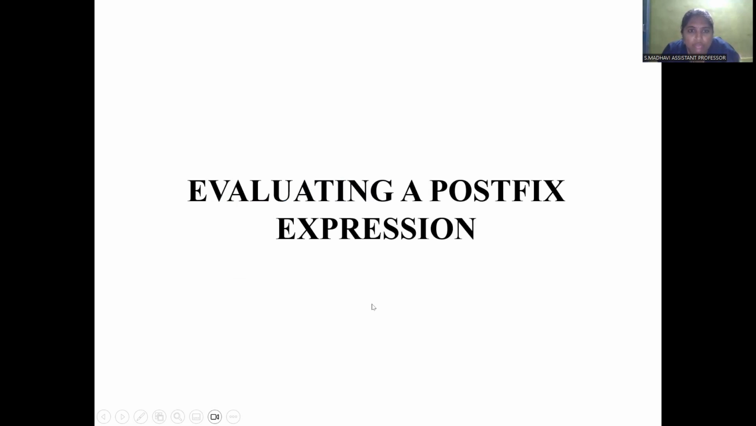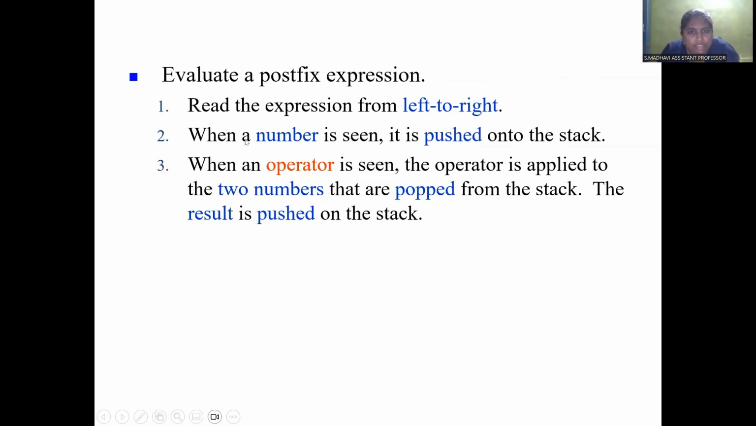Next, we'll see how to evaluate a postfix expression. A postfix expression can be evaluated by the following steps. First, we have to read the expression. An expression will be given to us, and we have to scan it from left to right. If we see a number, that is, if it is an operand, we have to push it onto the stack.